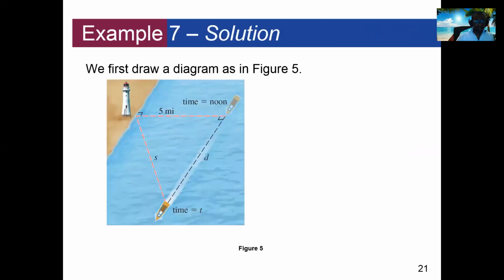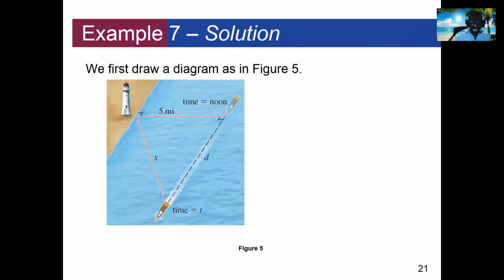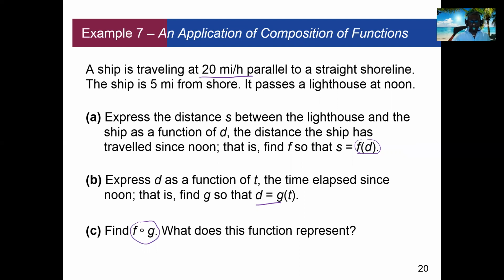Okay. Now, we need to draw a diagram. Going back, he says that the ship is traveling what? 20 miles per hour. That is a rate. And so if I want to find the distance, that's a speed. It's going to be the speed times what? Times time. That would be for part B. But the ship is what? 5 miles from the shore.